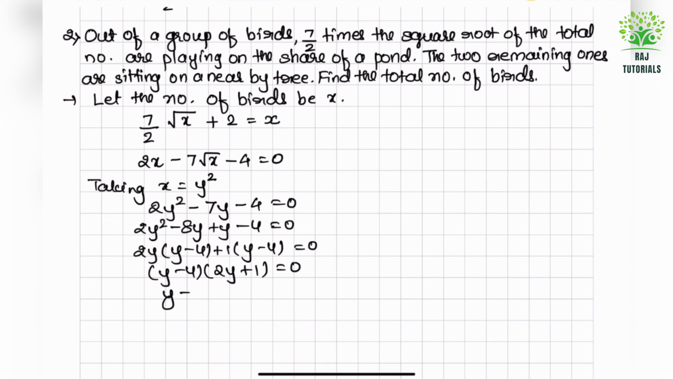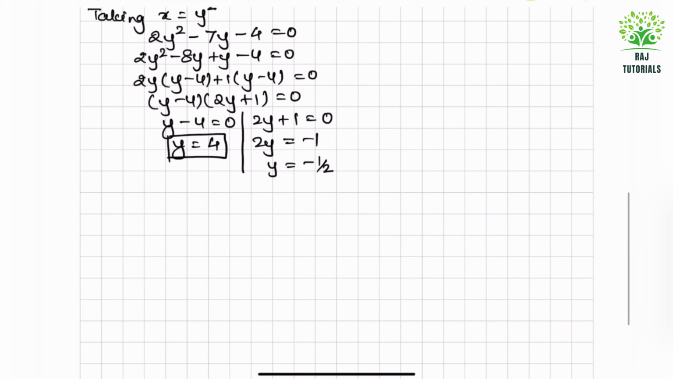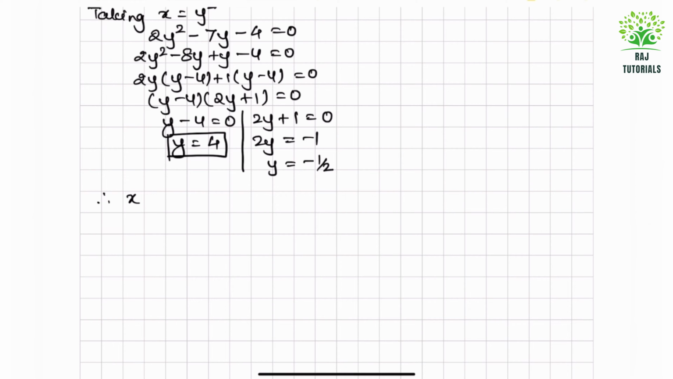So y minus 4 equal to 0 or 2y plus 1 equal to 0. So either y will be 4 or 2y will be minus 1, so y will be minus half. Now the number of birds can't be negative, so I am rejecting that. So therefore x equal to y square, so x equal to 4 square, that is 16. Therefore total birds are 16.